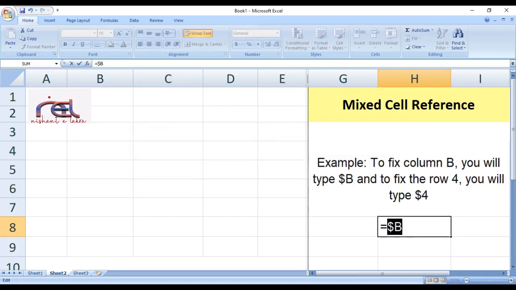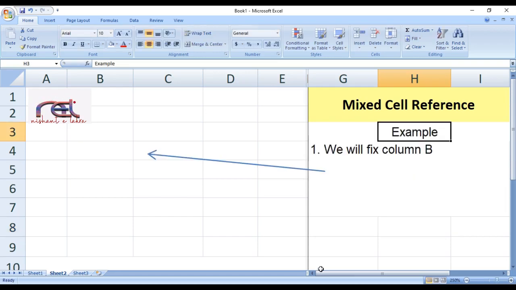When we start a formula, we have to start with the equal sign, $B4. So what has happened there? $B4 is fixed. $B is fixed. And if you write B$4, that means row 4 is fixed. If you type $B, column B is fixed, and if you type $4, row 4 is fixed. And here we have combined the letter and number, that is B$4.